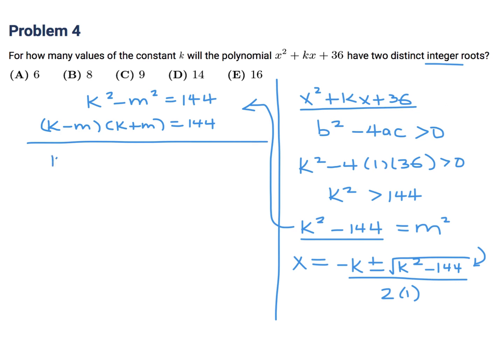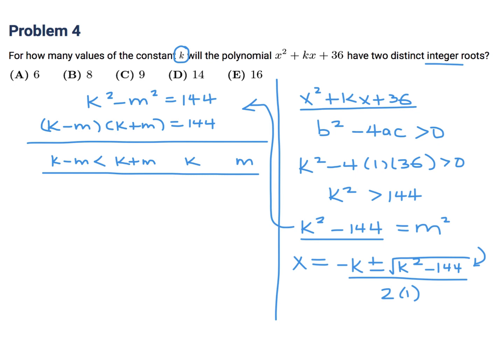So let's make a table. We have k minus m, we have k plus m, and then we have k, and then we have m. And we really only care about k. We don't really care about m so much. Okay, so let's see what we can do. And most likely, k plus m is going to be greater than k minus m, so just keep that in mind.